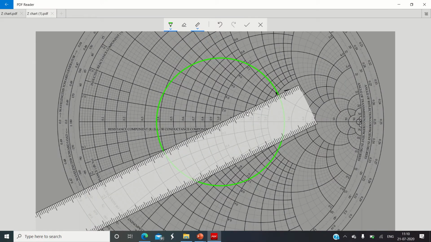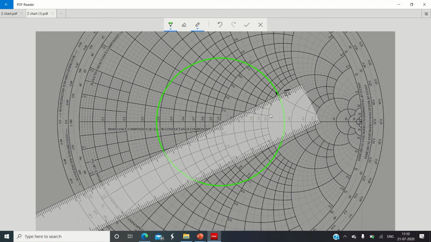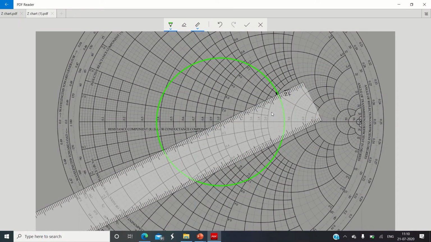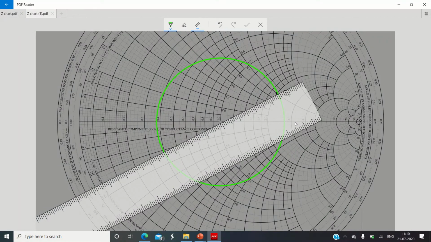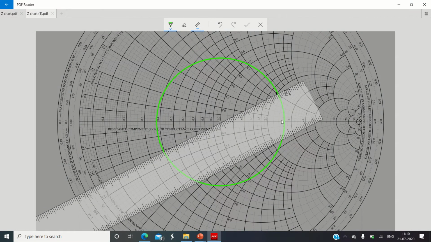Now take the scale, right? Join the ZL bar point with the center of the Smith chart and extend the line on the other side of the VSWR circle till it intersects the outer periphery of the Smith chart. So the next procedure is to join the ZL bar point with the center of the Smith chart and extend the straight line throughout. Okay, so I will adjust it properly first.